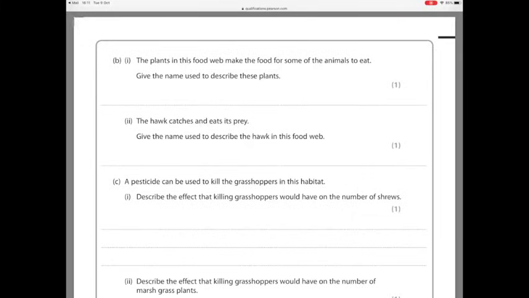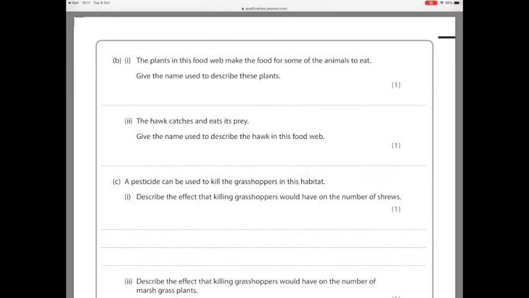The plants in this food web make the food for some of the animals to eat. Give the name used to describe these plants. I've already mentioned that a lot. That is a producer. The hawk catches and eats its prey. Give the name used to describe the hawk in this food web. So I told you earlier in my definitions that something that catches and eats something is a predator.